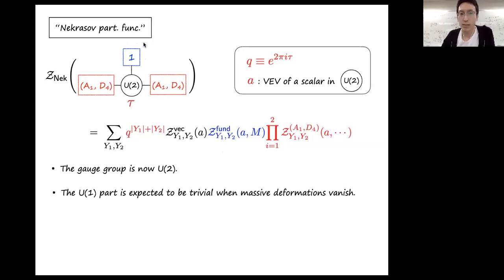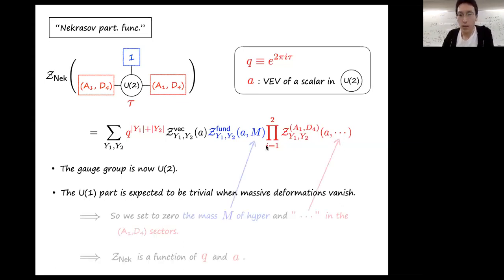And here we have an extra fundamental hyper, so we have the extra fundamental hyper's contribution. These are Lagrangian pieces, so we know a formula for them, and this one has a formula read off from the previous section. So in principle, you can compute it. And the subtlety is that here we have a U2 gauge group. So in the most precise sense, this theory is different from the previous theory. But we believe that the U1 part is somehow trivial when all the massive deformations vanish. For example, when the mass for the fundamental hyper and the other relevant couplings or VEVs of Coulomb branch operators of fractional scaling dimensions vanish, then in that case, we believe for some reason that the U1 part is trivial. So we are going to set these massive deformations to zero.